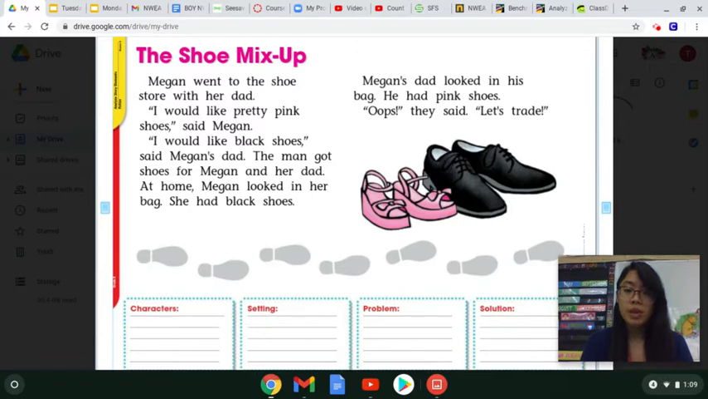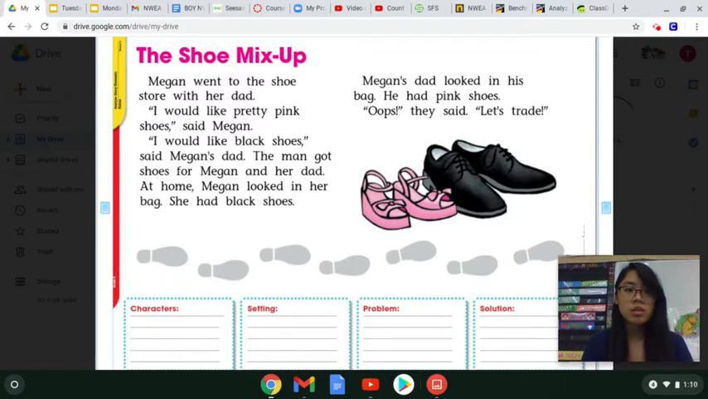So, remember, the characters are who the story is about, the setting is where the story takes place. The problem is something that goes wrong or something that needs to be fixed in the story. And then the solution is what happens to fix the problem. Okay, so let's think about that while we read our poster.